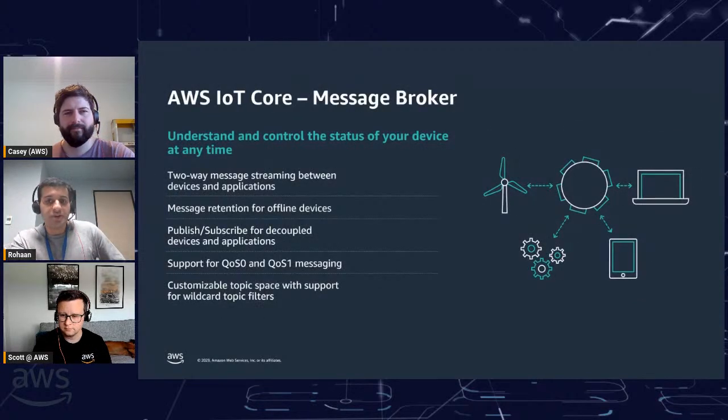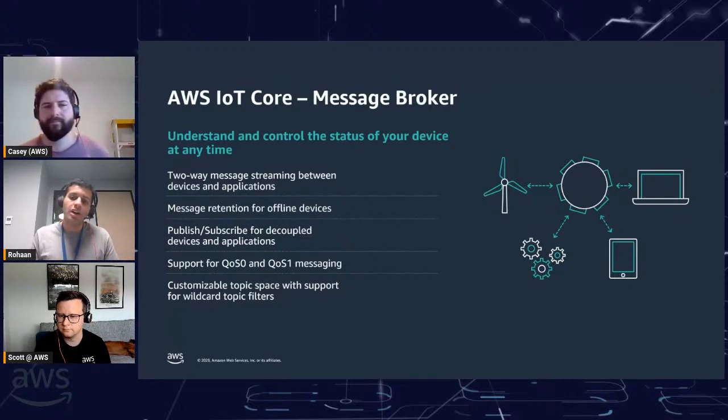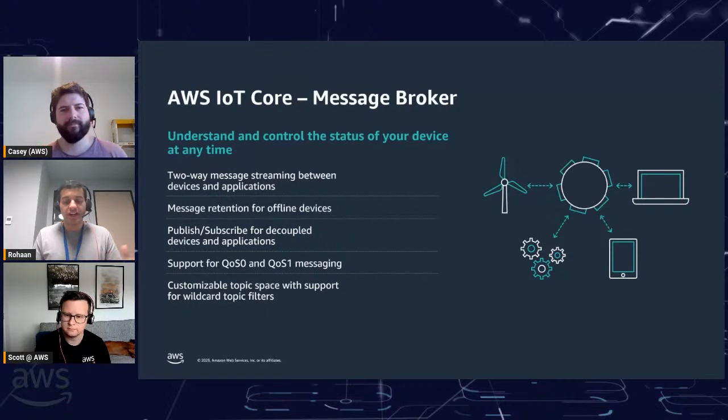So IoT Core essentially acts as like an MQTT broker here, and it works in a pub sub model. So the devices that are sending the data and the applications that are receiving it are decoupled. And you can send messages both ways, right? So we can receive the data coming in from the devices and the temperature readings and whatnot. And we can also send messages back to the devices if we need to, change some kind of configuration or setting or whatever. There's that two-way communication through IoT Core.